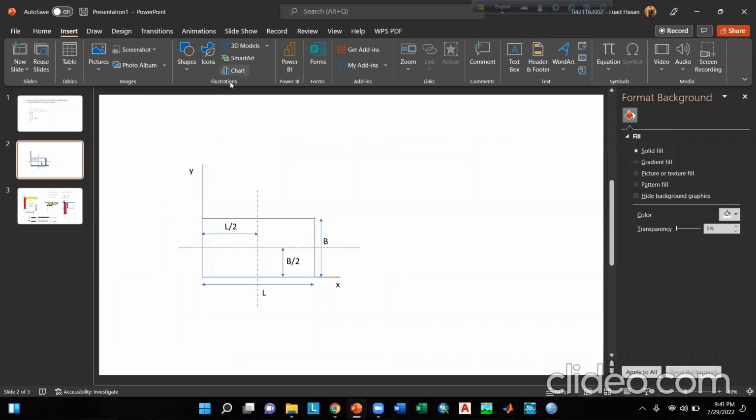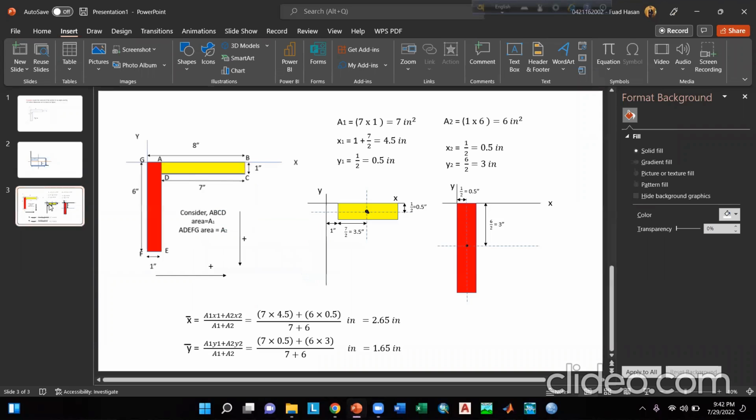Now we already know that if this is our reference x-axis and this is our reference y-axis, and this is a rectangular area with length L and width B, the centroidal distance will be equal to L by 2 from the reference y-axis and B by 2 from the reference x-axis. Now using this concept, we will determine the centroid of this composite body.